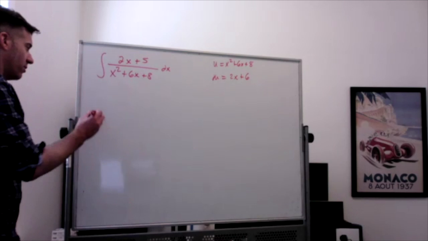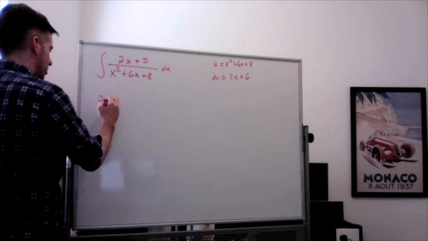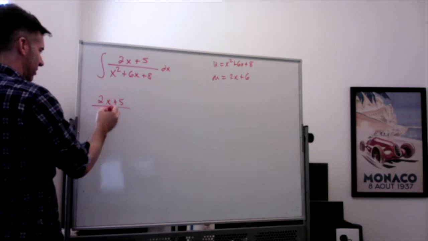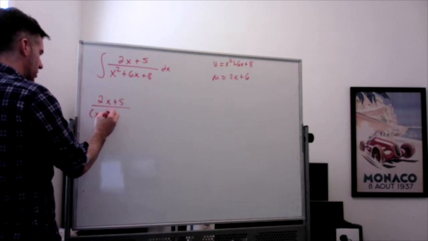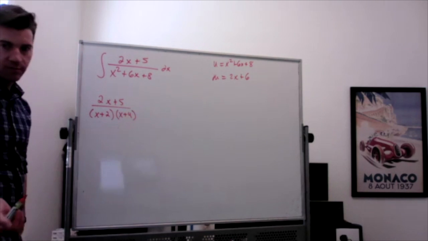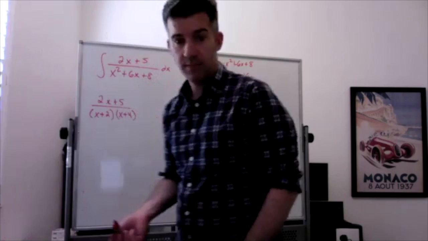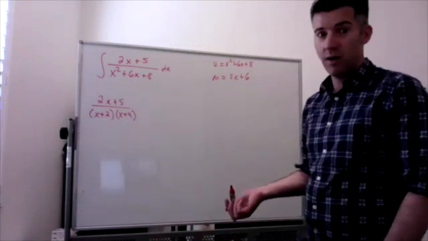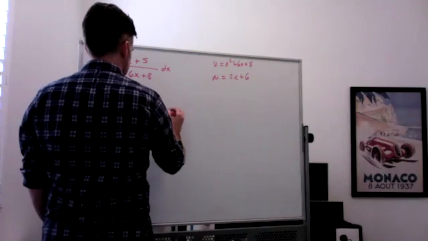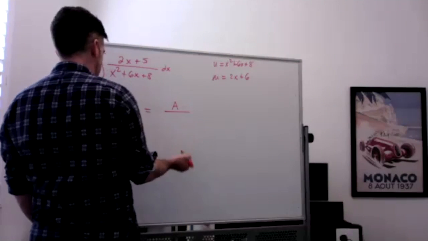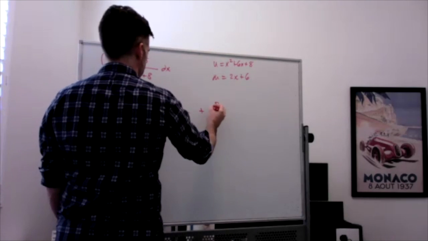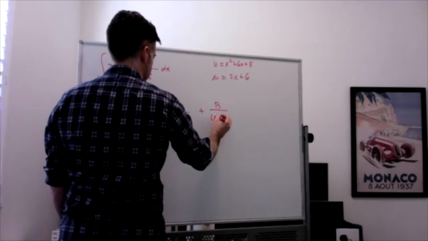And this does factor. We can totally write 2x plus 5 over x squared plus 6x plus 8 as 2x plus 5 over x plus 2 times x plus 4. Okay, so now here's the idea. We're going to write this as some number that we don't know yet divided by x plus 2, plus some other number that we don't know yet divided by x plus 4.